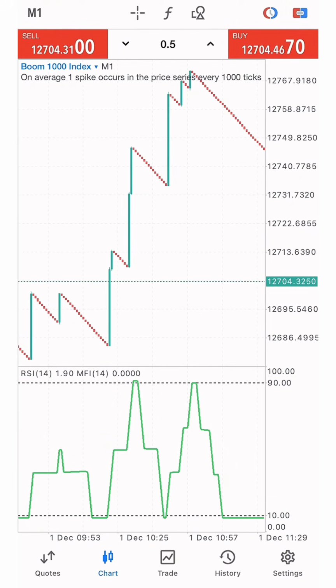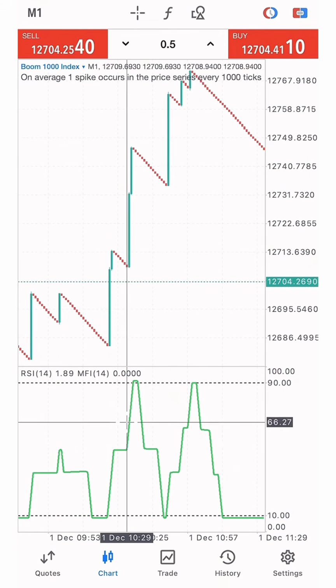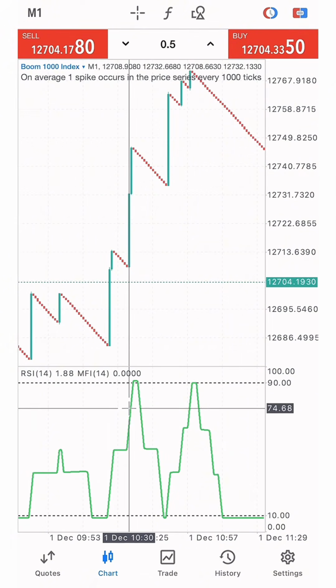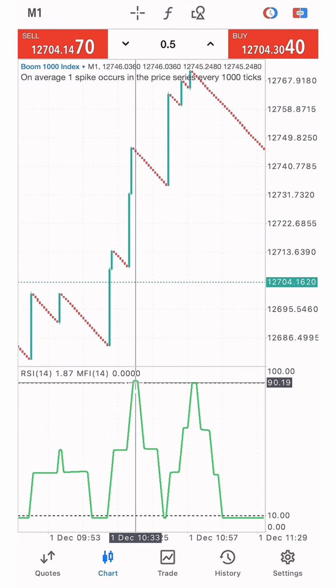Now on the boom 1000, it's when the money flow index flows above the level of 90, or when it touches or reaches the level of 90 of the MFI after a spike, that is a sell entry. We're not taking a buy on the boom 1000 index. We only took a buy on crash 1000 index at the level of 10. So we're not taking a buy on boom 1000 index. It's only for a sell.